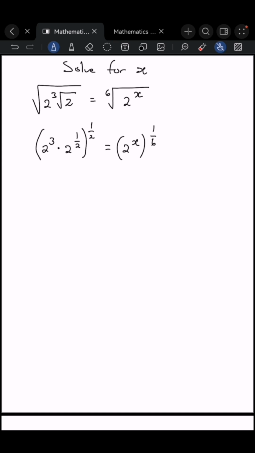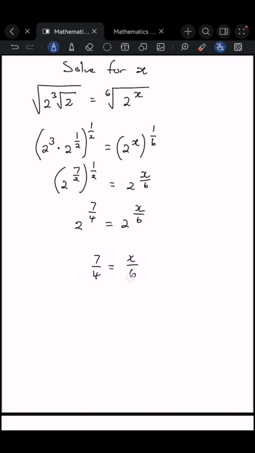So what we have inside is an addition, which is 3 plus 1.5, 3 plus half, which is going to be 3.5, which is 7 over 2, all raised to the power of 1 over 2, is equal to 2x divided by 6. It's going to be 2. 7 divided by 4 is equal to 2x divided by 6. 7 divided by 4 should be equal to x divided by 6.